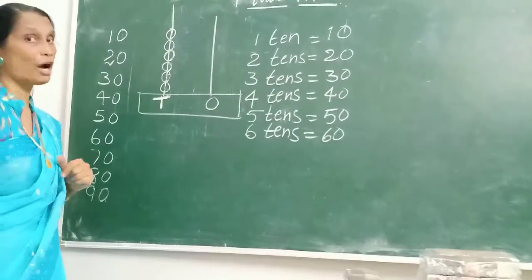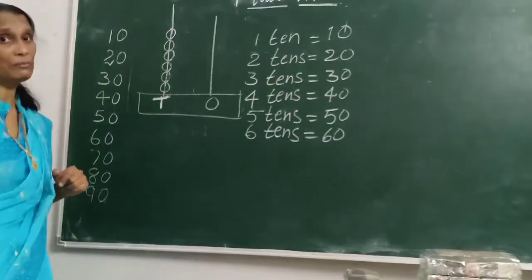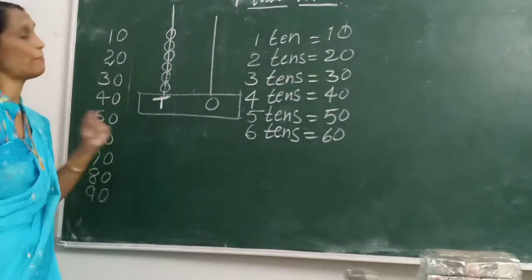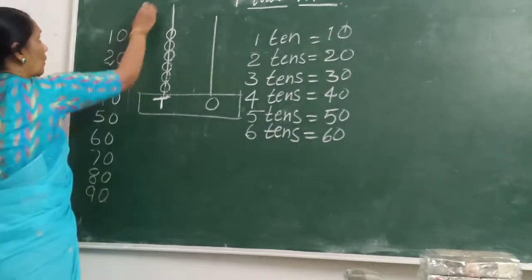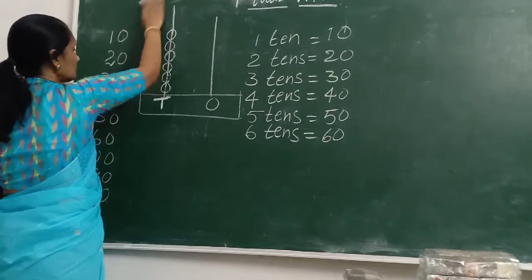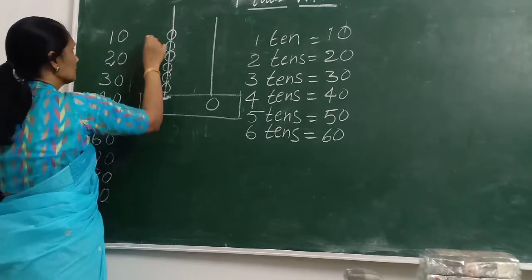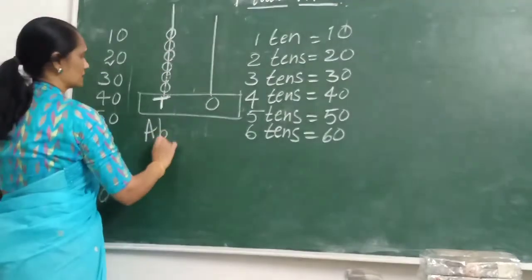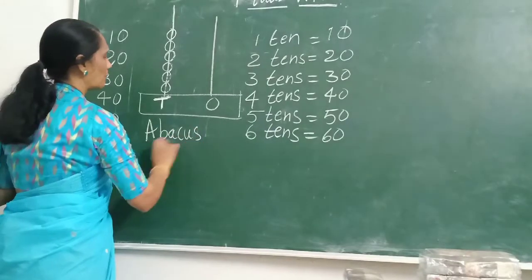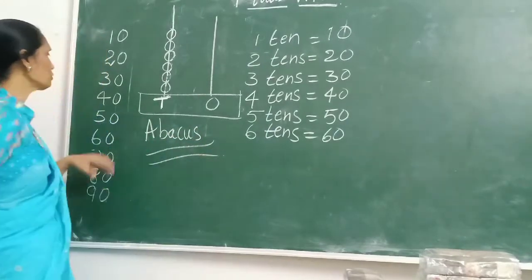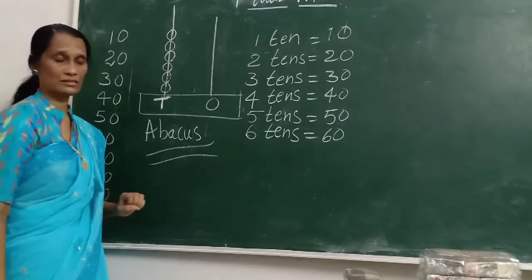How will you represent 70? Can you tell me? Write 70 on the abacus. What is this? This is called an abacus. So I want to show 70 on the abacus.